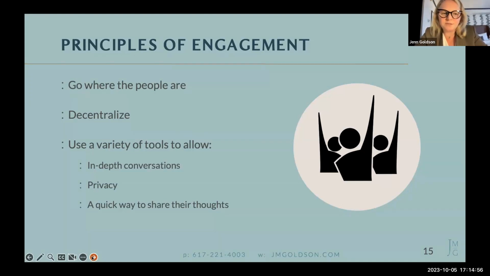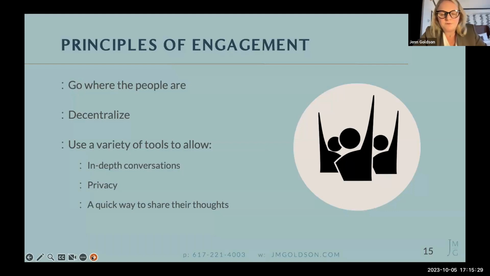We also think it's important to decentralize the process. Part of this is going to where people are, but the idea is also that we don't have just two community forums and that's it. We really have so many ways to integrate into the community that it becomes very decentralized. And we think that's really the best way to engage as many voices as possible, including and particularly voices that don't normally show up at a public forum.